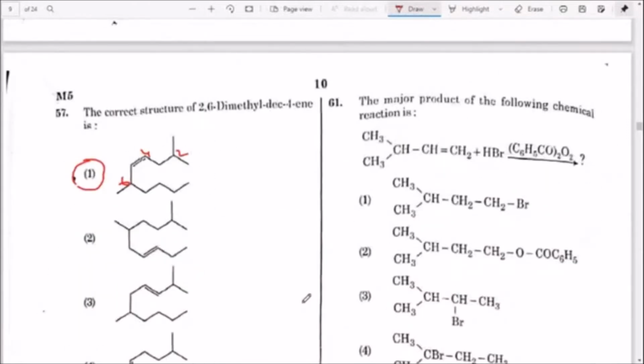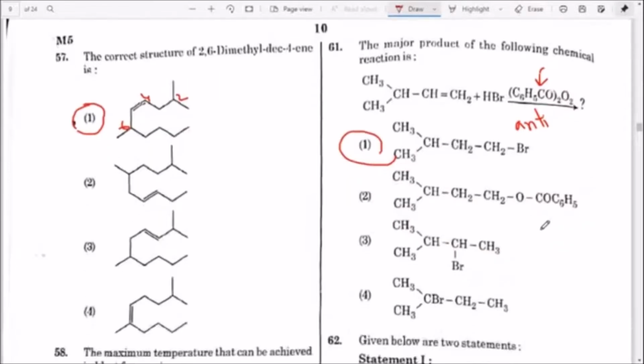Next, the major product of the following chemical reaction is, dear students, alkene in presence of free radical peroxide. So this undergoes anti-Markovnikov's addition. In usual conditions, if we do not use this peroxide, it has to give secondary bromide. But when we use peroxide, it gives primary bromide. That is option number 1 is correct option, students. So anti-Markovnikov's product we are going to get.